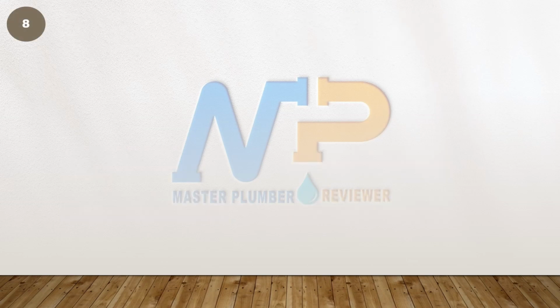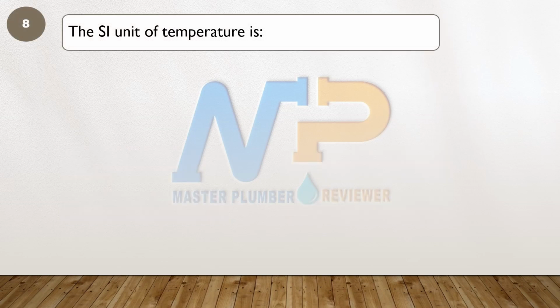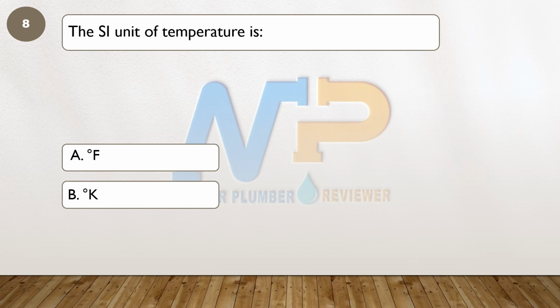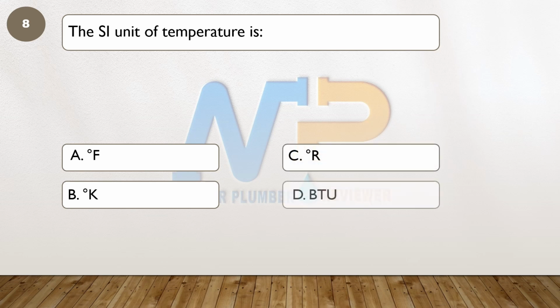Number 8. The SI unit of temperature is A. Degree Fahrenheit, B. Degree Kelvin, C. Degree Rankine, D. BTU. The answer: it's B. Degree Kelvin.